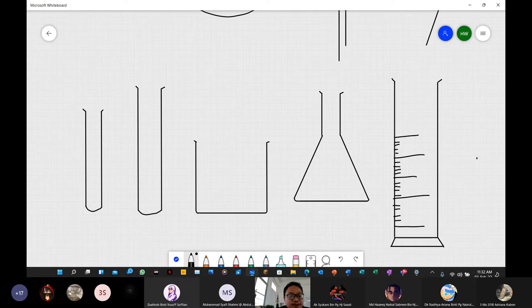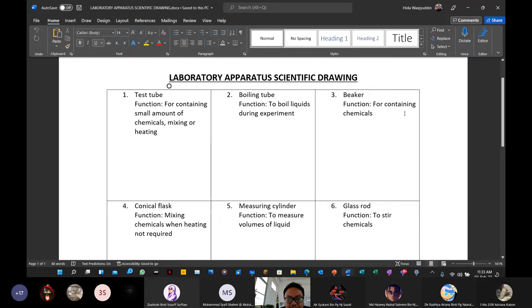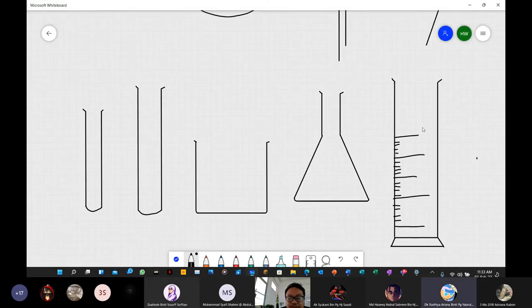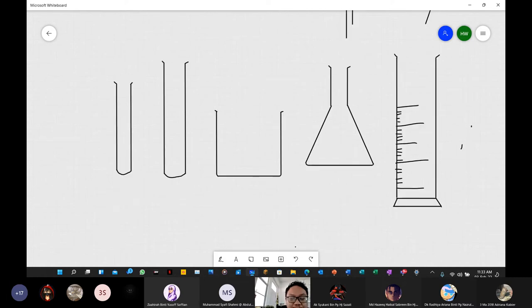Okay. So next one, number five. This one is number four. Teacher, number five is, and number six glass rod. Yes. The measuring cylinder, no lines, or you have to put lines? You have to put lines like this. Those lines indicate it's a measurement.